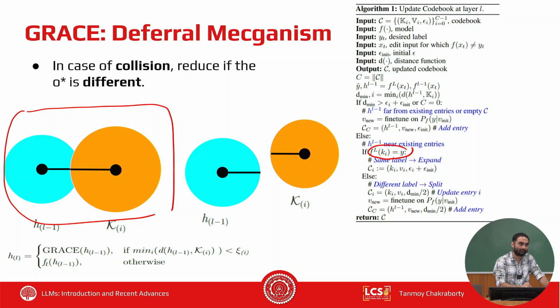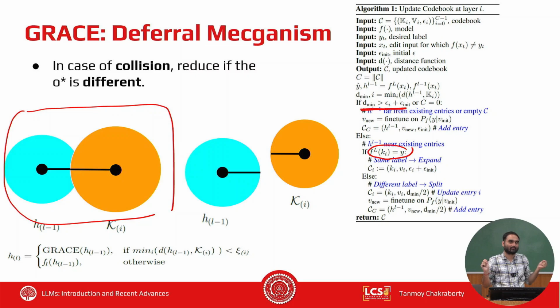They are intersecting because this condition is violated. If this condition is violated, what does it mean? The distance between two centers is lesser than the summation of these two. That means they intersected, right? If they intersected but their outputs are not the same, what does it mean? It means you need to separate them out, right? You need to separate them out.